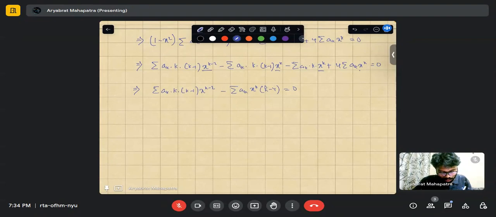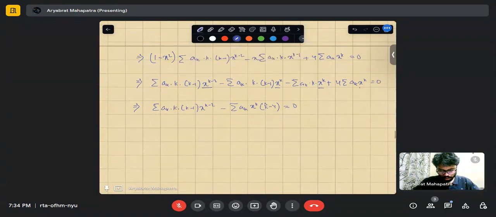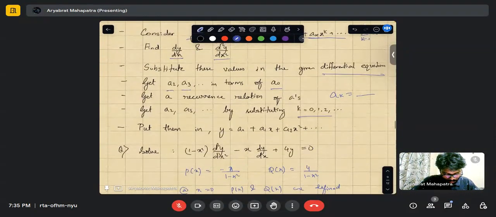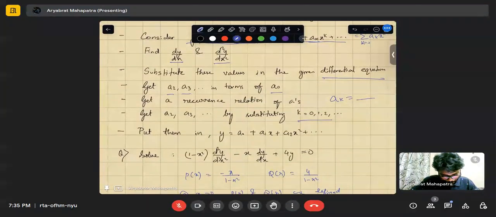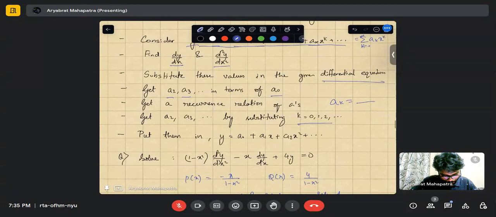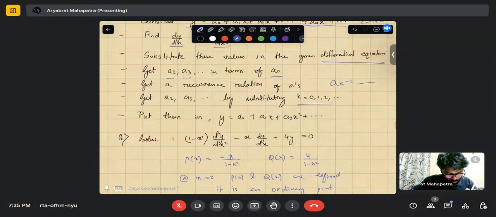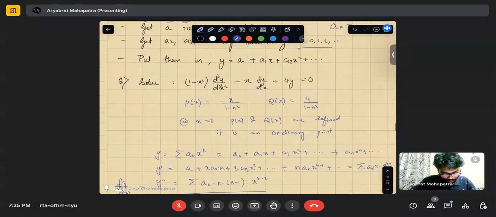So then, yeah, that is what we put here. Now the next thing is to calculate the coefficients a2, a3, and these things.